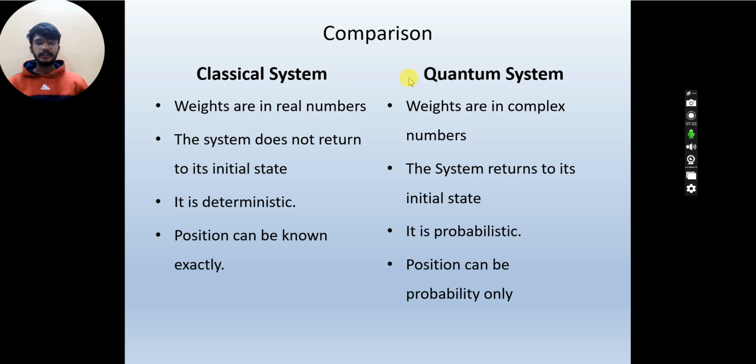So, comparison between the classical system and the quantum system. Classical system: weights are real numbers. The system does not return to its initial state. It is deterministic. Position can be known exactly. While in the quantum system, weights are complex numbers, the system returns to its initial state. It is probabilistic. Position can be known by probability only.